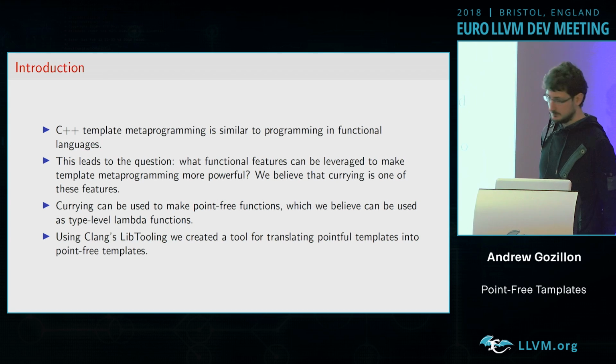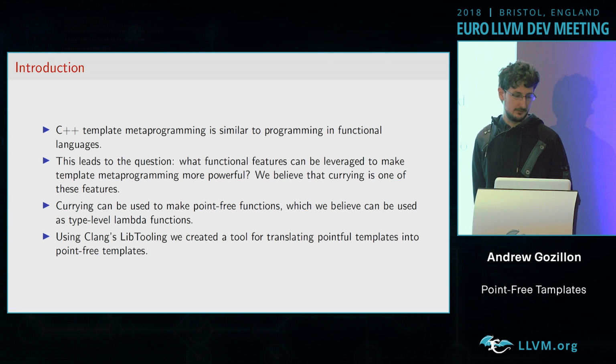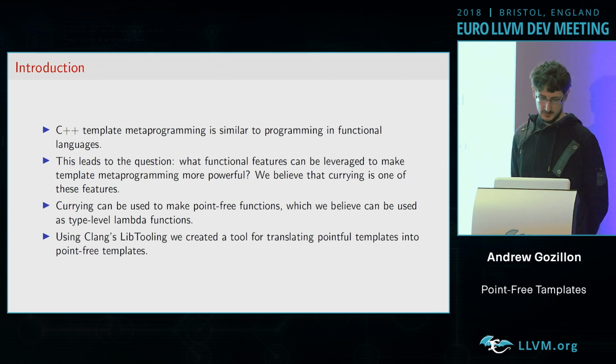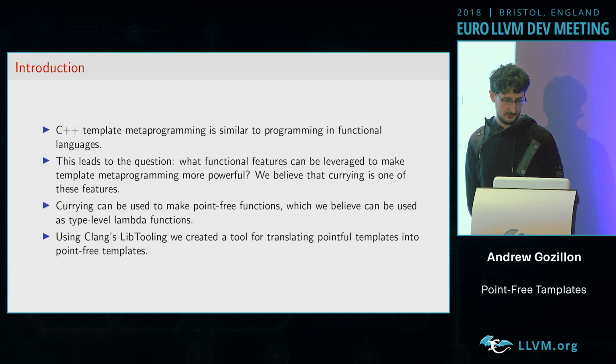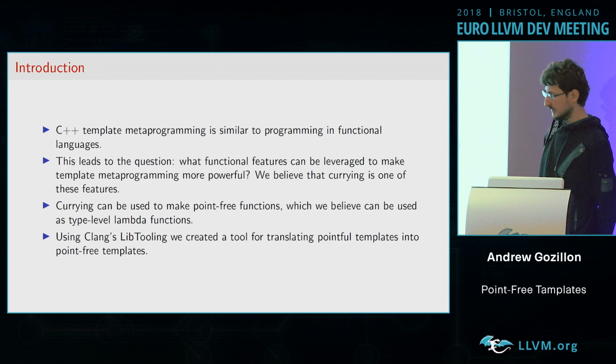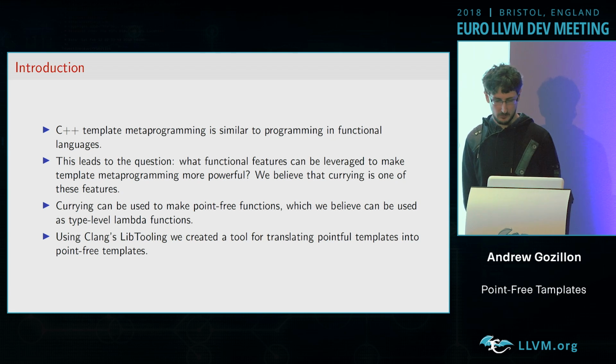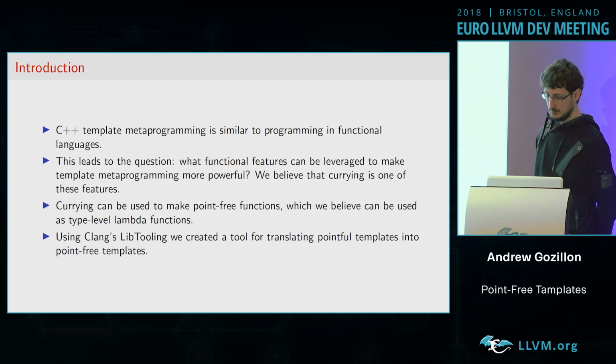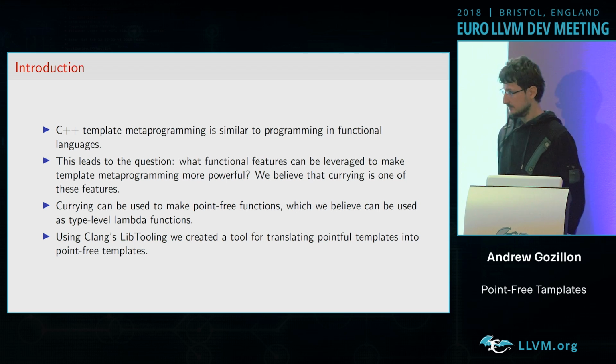C++ template metaprogramming is actually quite similar to functional programming in a lot of ways because the values are immutable and pure. So it forces a recursive programming style when dealing with metaprogramming. This led us to the question: what functional programming features can we bring to C++ template metaprogramming to make it more interesting and more powerful in general?